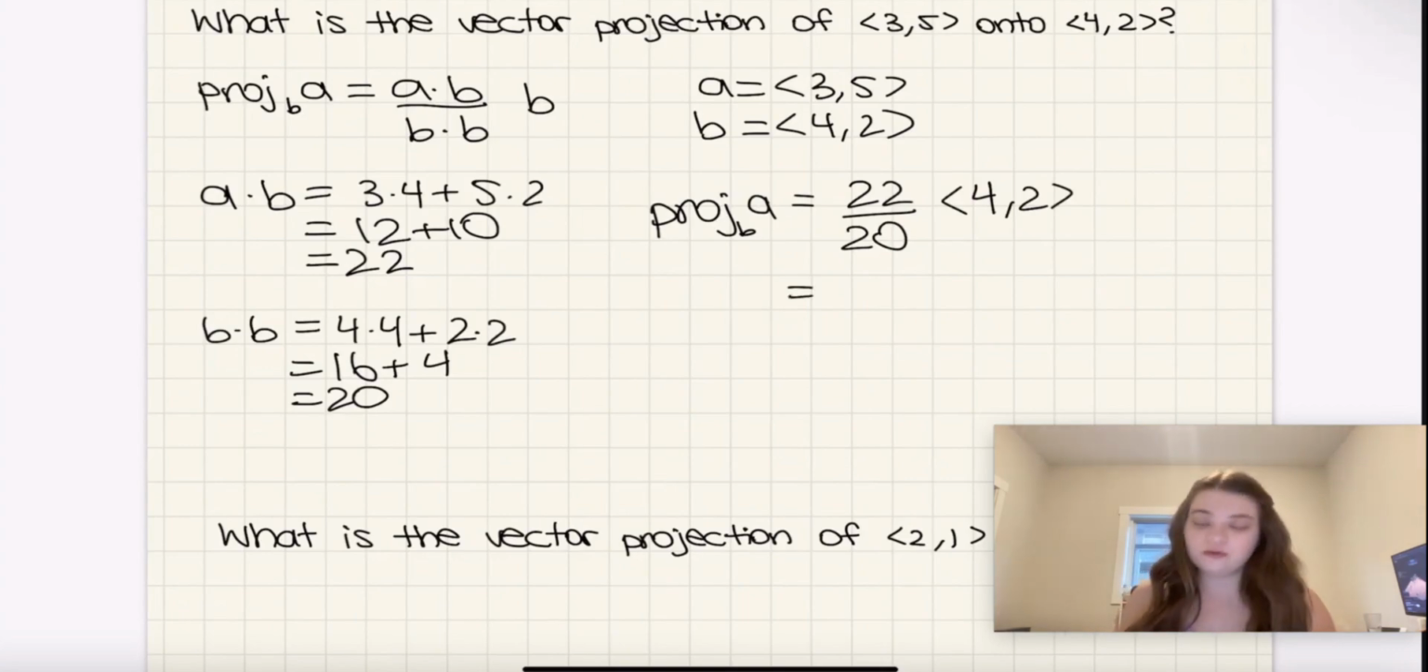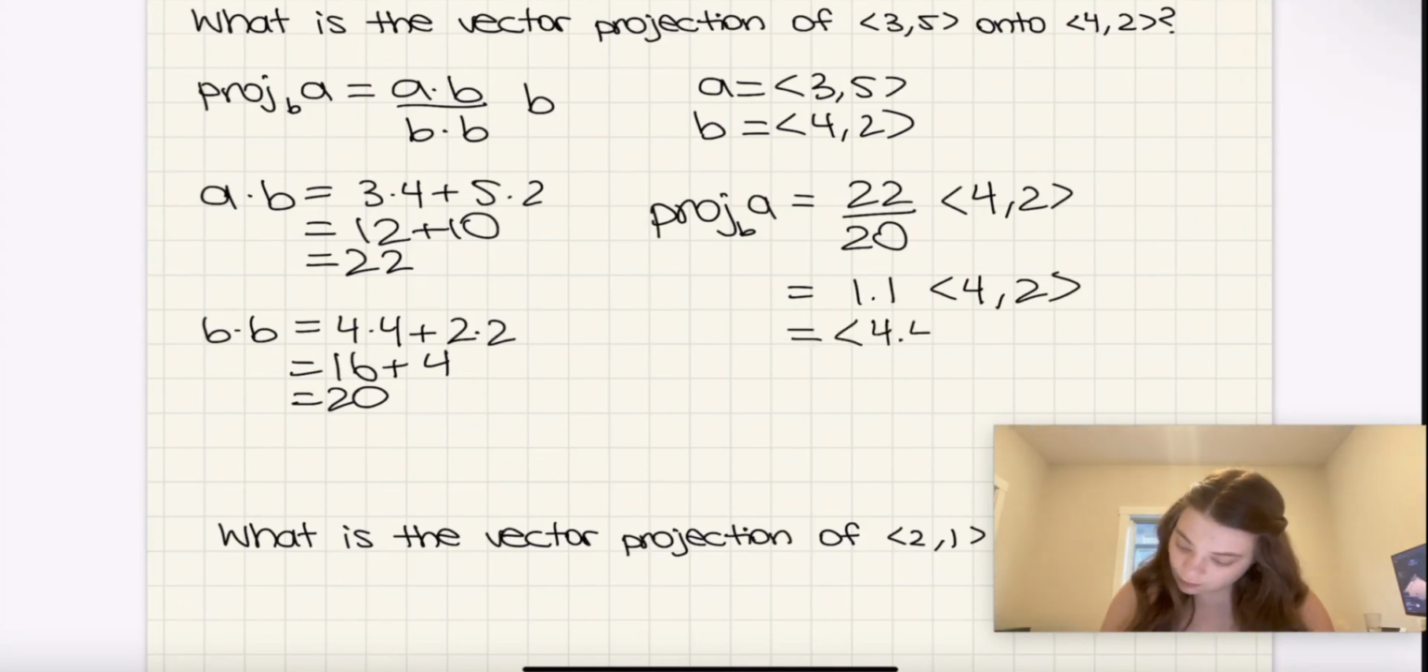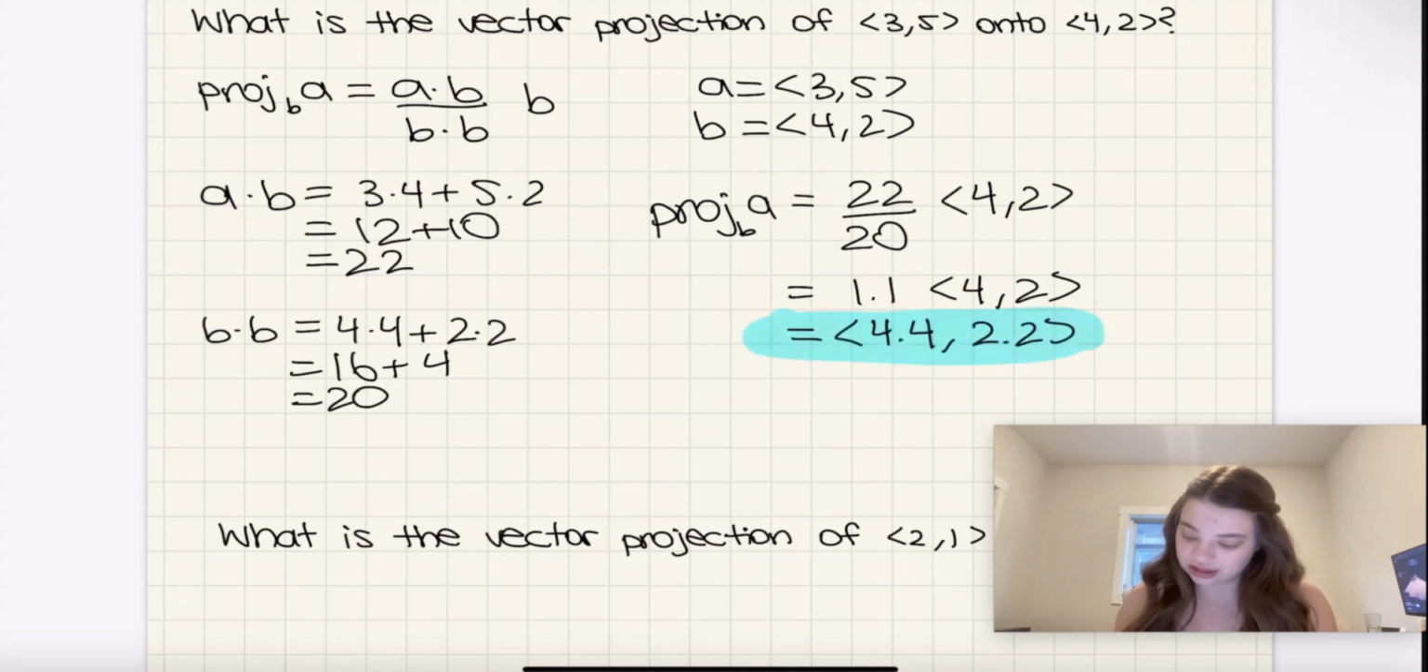And then 22 divided by 20, recall that's the same as 11 over 10, or 1.1. And so therefore it's 1.1 times (4, 2), and 1.1 times 4 would be 4.4. 1.1 times 2 is 2.2. So just recall our scalar multiplication, how we multiply the 1.1 by 4 and also the 1.1 by 2 as well. And there we go. This is our end result, the projection of A onto B. The projection of (3, 5) onto (4, 2) is (4.4, 2.2).